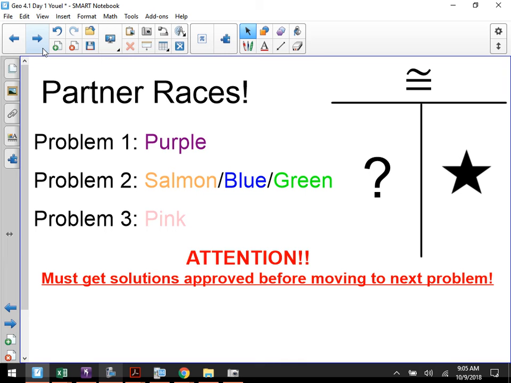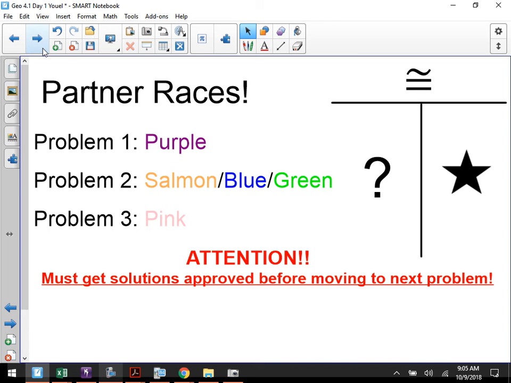Your second problem is either going to be salmon, blue or green. It just depends, they're different versions. Once you're done with that one, raise your hand, I'll come around and check that you have everything right, and then we can move on to the third problem. And it is a race. Whoever finishes first or gets the farthest in the time that we have wins. I'm here if you have questions.